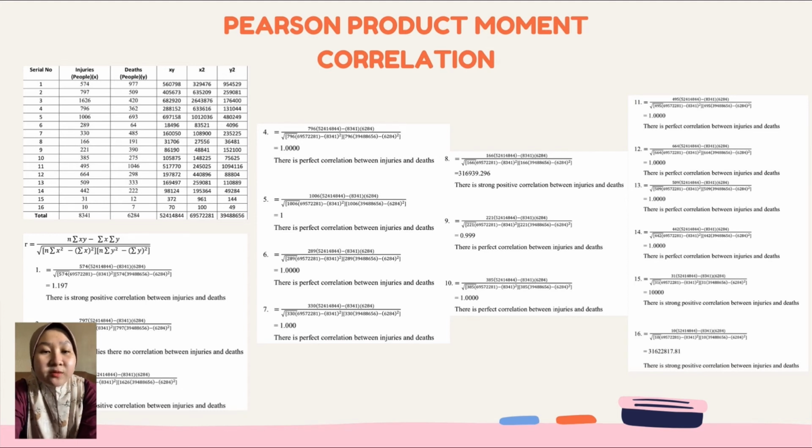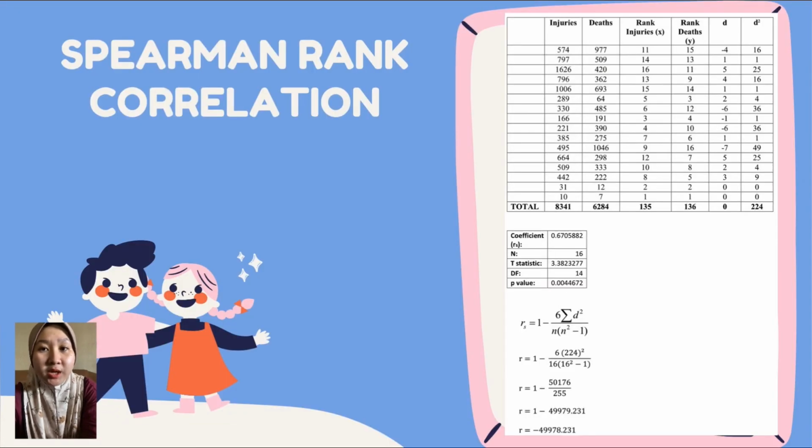Next, the state of Terengganu showed that the injury rate was 385 people, while the accident involved 275 people. Next, the state of Selangor showed that the injury rate was 495 people, while the accident involved 1,046 people. The state of Sabah showed that the injury rate was 664 people, while the accident involved 298 people. Sarawak showed that the injury rate was 509 people, while the accident involved 333 people.